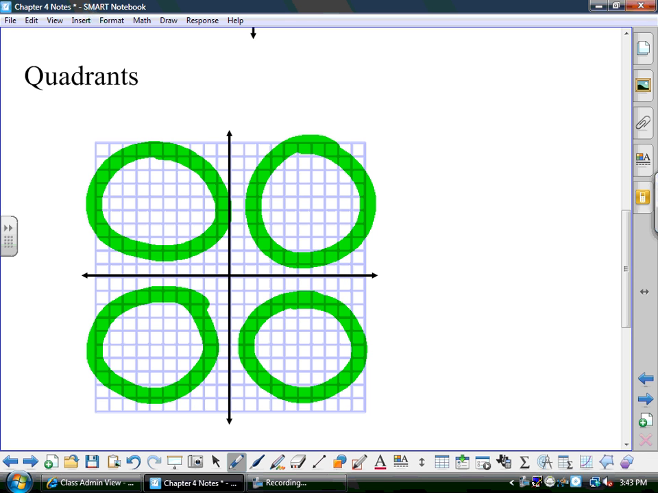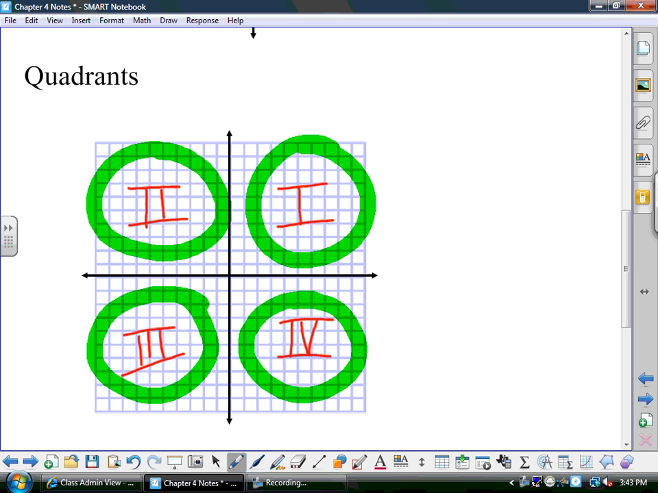There are 4 of them, and we number them 1, 2, 3, 4, but we always number them with Roman numerals. So this quadrant in the upper right is quadrant 1. Then go counterclockwise around. That one is quadrant 2. This one's quadrant 3. And the Roman numeral for 4 is an I and then a V.